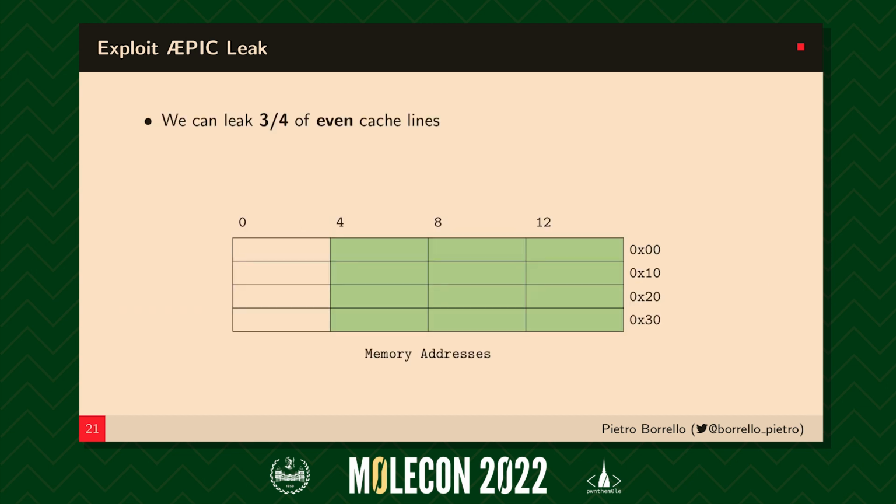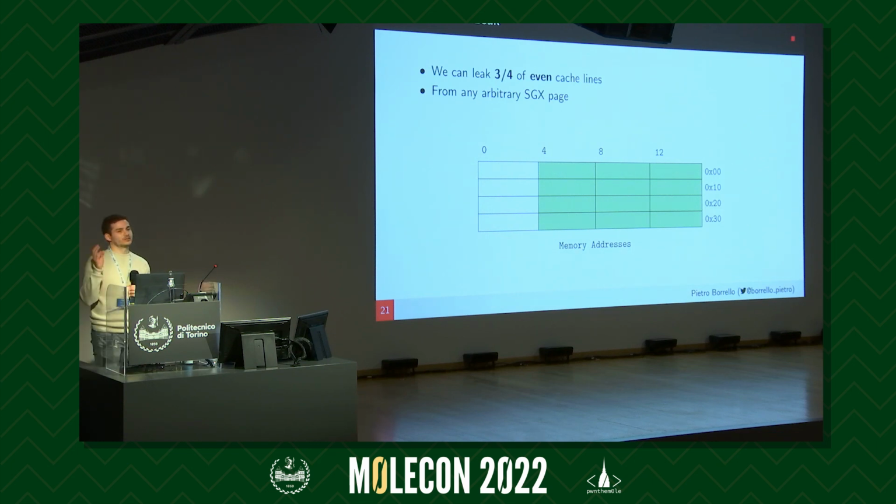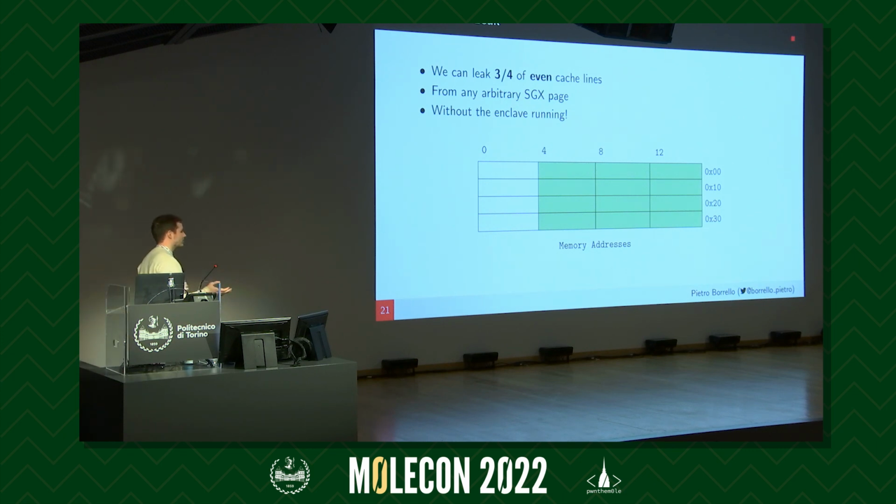With this, as we said, we can leak 3/4 of even cache lines from any arbitrary SGX page, so you can literally select which page and which cache line to leak data from. And you can notice that in all of this, we never had the enclave running. It's sufficient that the data of the enclave is in memory. We don't need the enclave running. We are leaking data from the static data that is there in memory. We don't need the enclave to access the data. We can force the data to be accessed from the enclave.